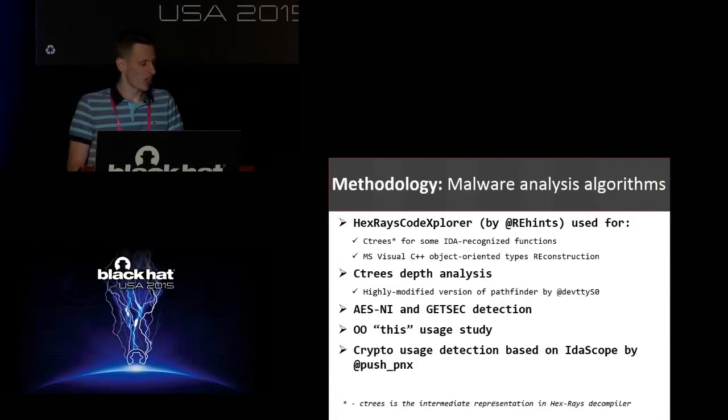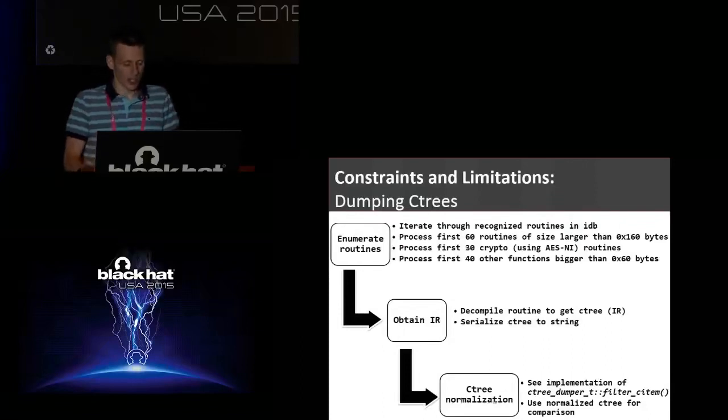In the next slides, I will present some limitations and design criteria which we were using for Hex-Rays Code Explorer for dumping ctrees and C++ types, for doing depth analysis and detecting crypto stuff. So let's first start with the ctree analysis.